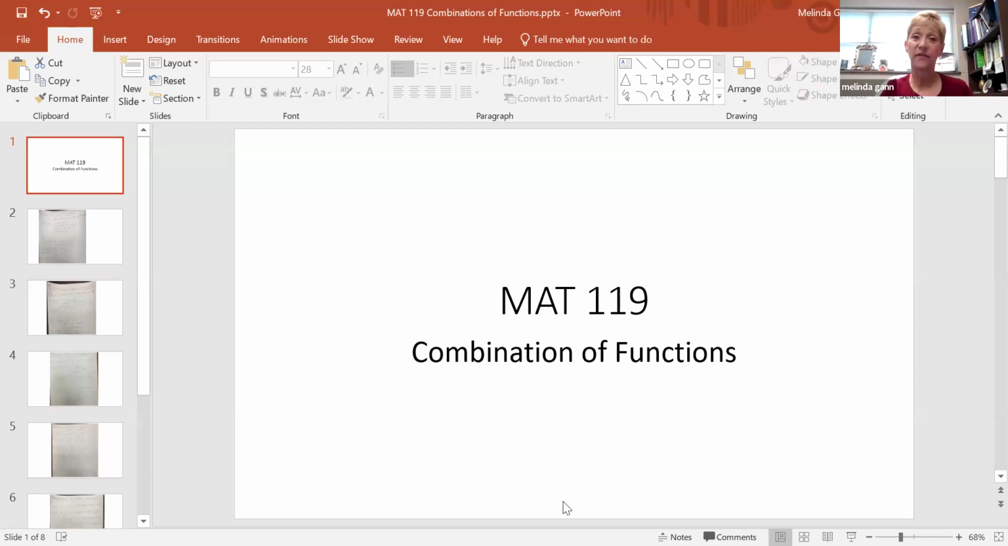So I'm going to share this PowerPoint with you, all right? Let's see what we've got. All right, so we're going to share this one. It's called combinations of functions.